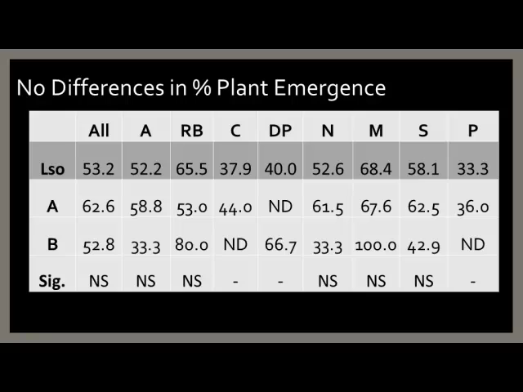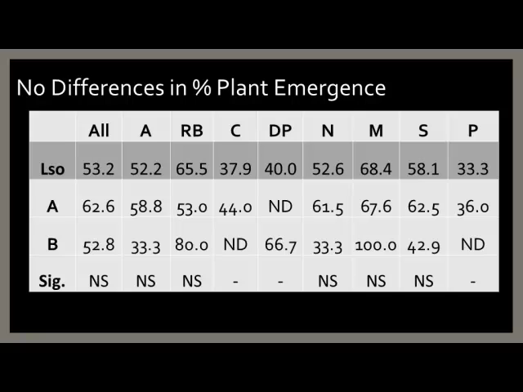And if you go down the line through the cultivars, Atlantic, Russet Burbank, Chieftain, Dakota Pearl, Nakota, Modoc, Snowden, and Pike, they sort of jump around as to whether A or B has a higher percentage, but when you compare them statistically with this data right now, there's no significance.